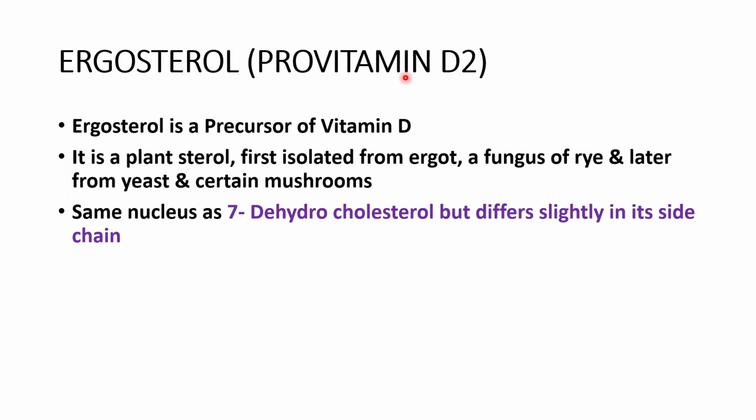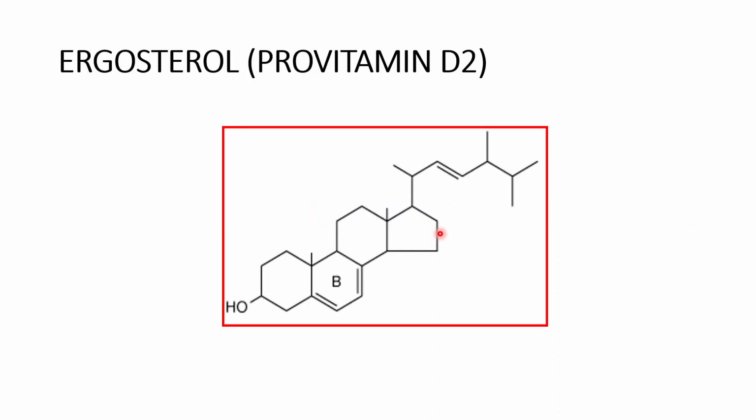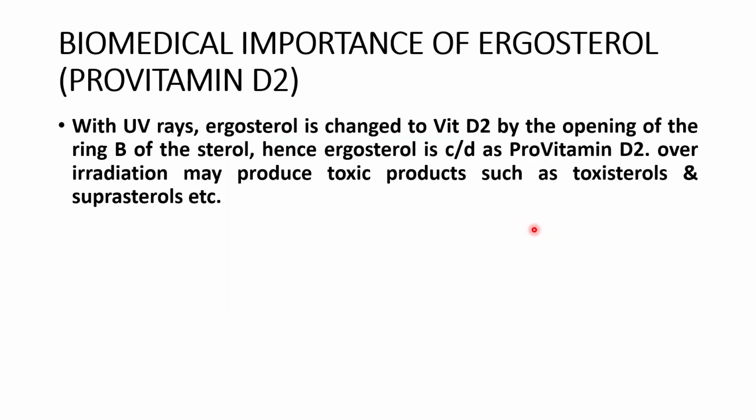Then ergosterol, that is provitamin D2. So ergosterol is a precursor of vitamin D. It is a plant sterol, first isolated from ergot, a fungus of rye, and later from yeast and certain mushrooms. Same nucleus as 7-dehydrocholesterol but differs slightly in its side chain. So you can see here same nucleus but it differs slightly in its side chain, ergosterol or the provitamin D2.